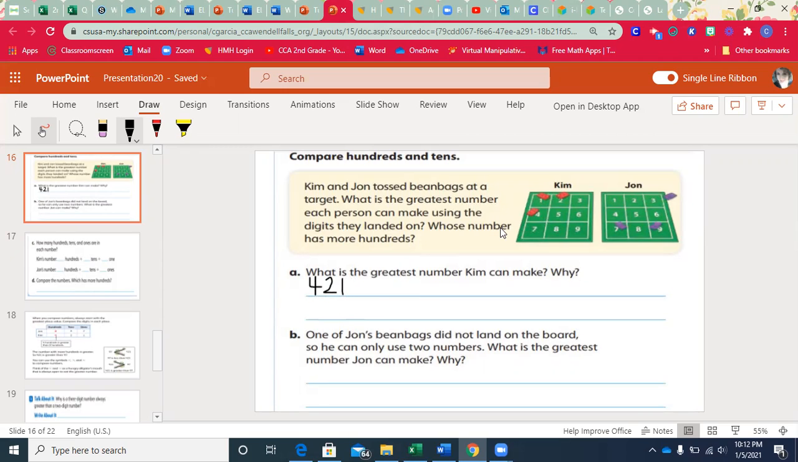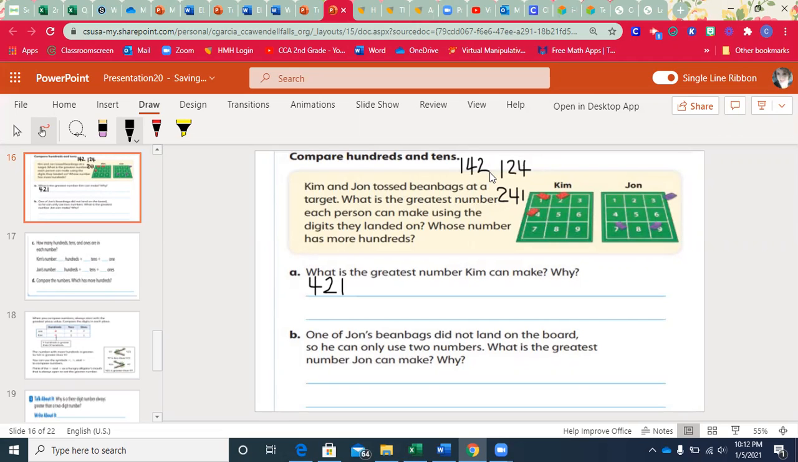What are some other numbers that Kim could make, just so we can have something to compare? She could do 124. She could have done 241. She could have done 142. So there are some different numbers that she could have done. But the greatest number she could create would be by using that 4 in the hundreds place.